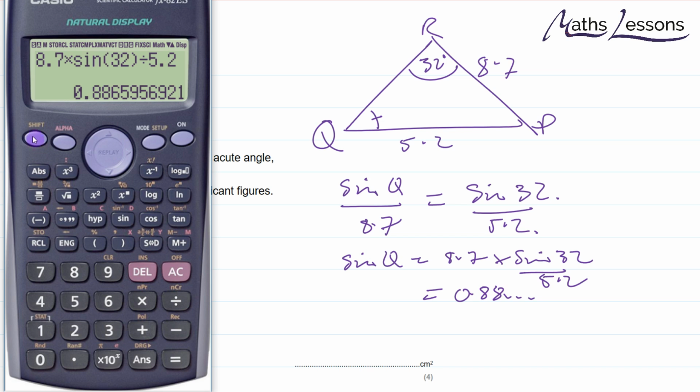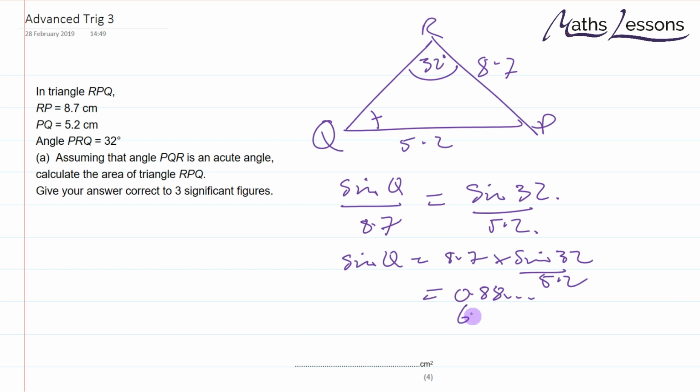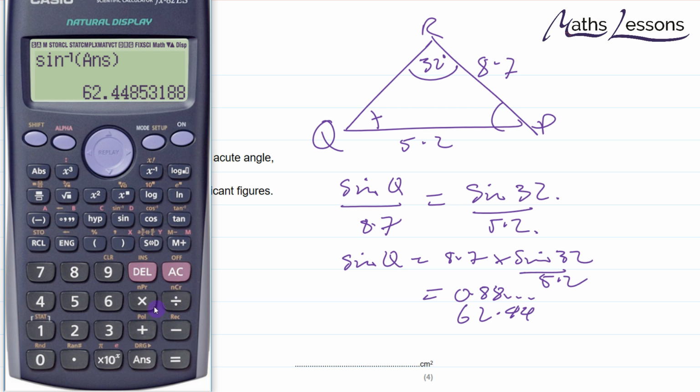So we'll do inverse sine of that, shift sine of the answer, and we get our angle 62.44, which means this one is going to be, I'm going to use the calculator to work out only because I want the accurate value, 180 minus the answer minus 32. And that will give me 85 and a bit degrees.